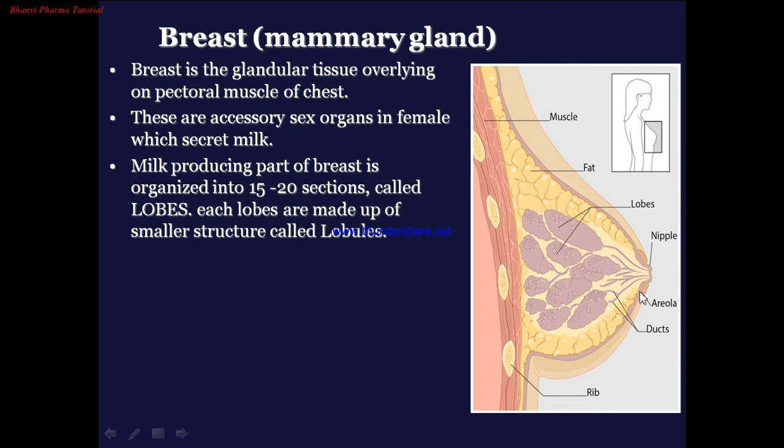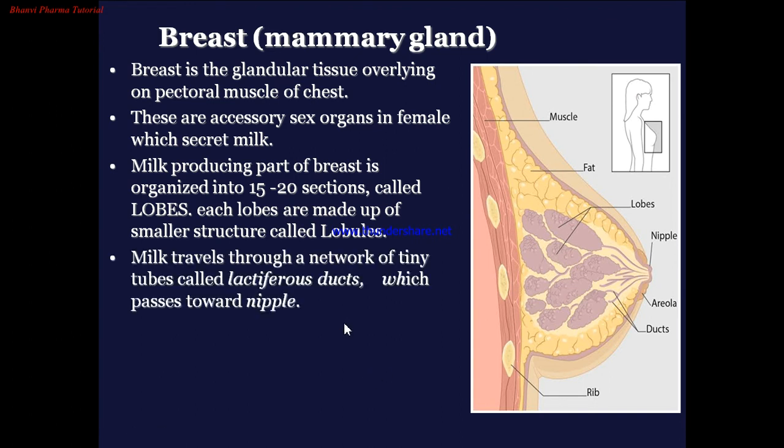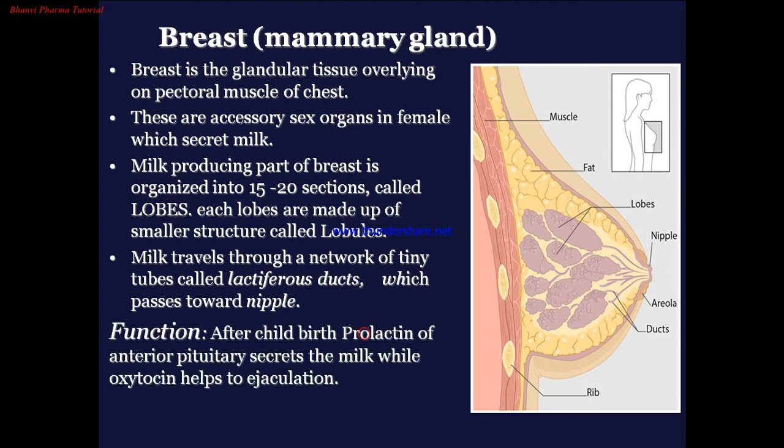These are the alveolar canals. These are the ducts. There are 2 or 3 lobes connecting to a duct, and that duct connects directly to the nipple. The nipple ejects the milk. Next, milk travels through a network of tiny tubes called lactiferous ducts, which pass towards the nipple.